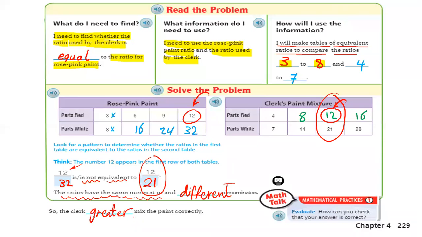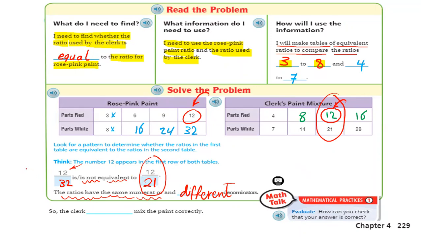Okay. So guys, do you understand they are not equivalent right now? Yes, Mister. Let's write a word here. Who can complete the correct word here? Yes, Anna. Mister, I still did not understand why 12 over 32 is less than 12 over 21.